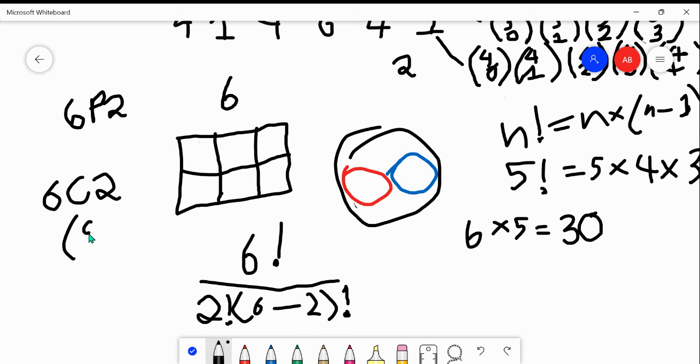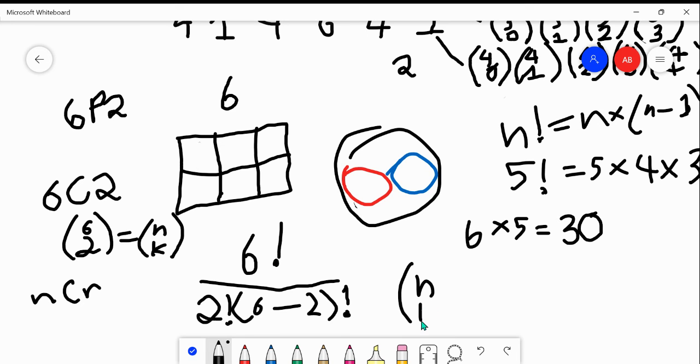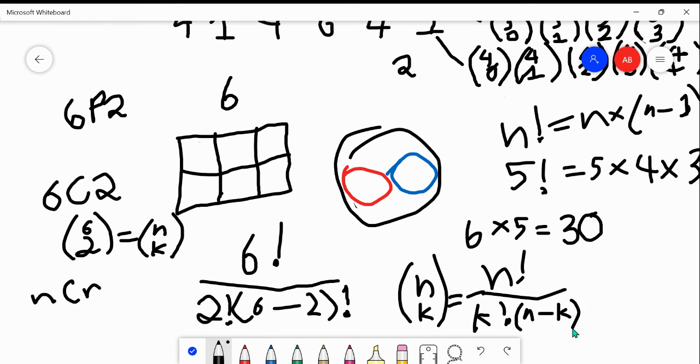Or you can use this notation. In calculators, it will be shown as nCr, but the other notation is this, which is also represented as nCk, but you write it like this with the k instead. The general formula for n choose k is n factorial divided by k factorial times n minus k factorial. Okay.